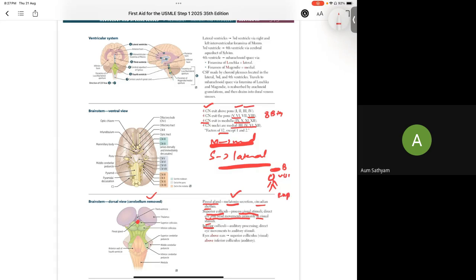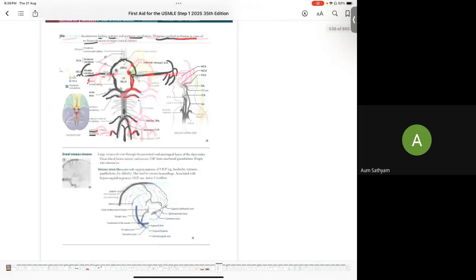Similarly, we have the inferior colliculi, that is auditory processing, direct eye movement to auditory stimuli, right? For example, if someone is singing and his voice is really good, you're directly going to look towards him. That's a movement to an auditory stimulus, in which your inferior colliculus is going to be involved, right? So eye movement, eyes above ears, superior colliculus. There's a mnemonic you guys can see.